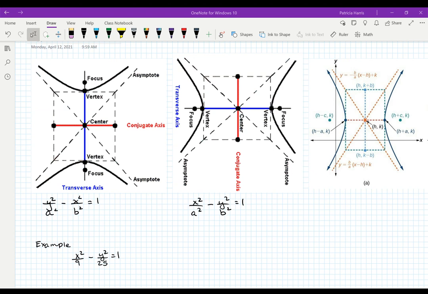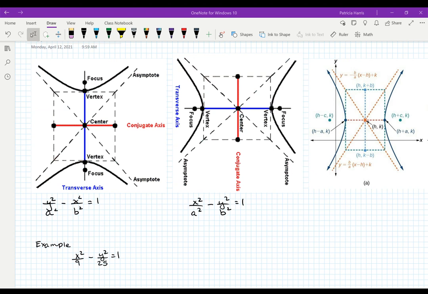So I'm going to do two hyperbolas for you. The first one is centered at 0, 0, and the next one is not centered at 0, 0. I think if I talk you through it, it might go a little bit better than if I do it the other way. All right, let's look at our first example.